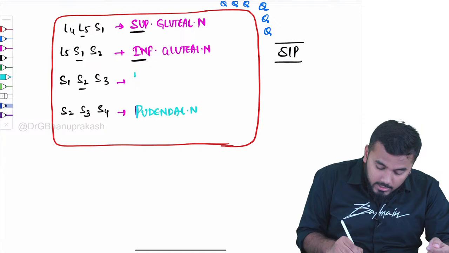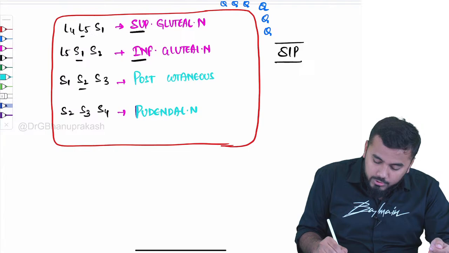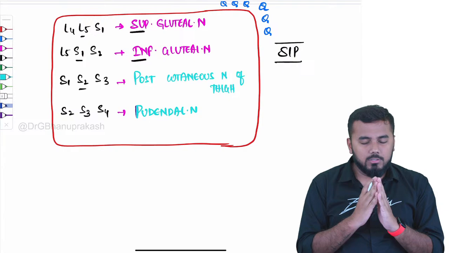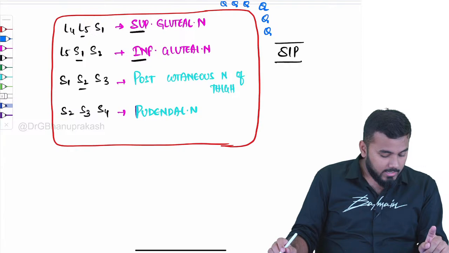Posterior cutaneous means it gives sensations. Posterior cutaneous nerve of your thigh. So remember this box, guys. Many questions will come from this, believe me, trust me. Just remember this box.